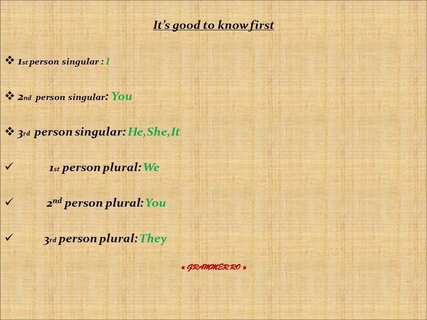But before we get started, it's good to know that when I say first person singular, I mean I. Second person singular, I mean you. Third person singular, I mean she, he, and it. And for plural, when I say first person plural, I mean we. Second person plural, I mean you. And the third person plural, I mean they.